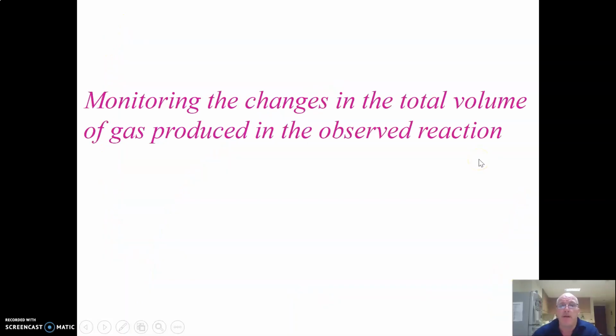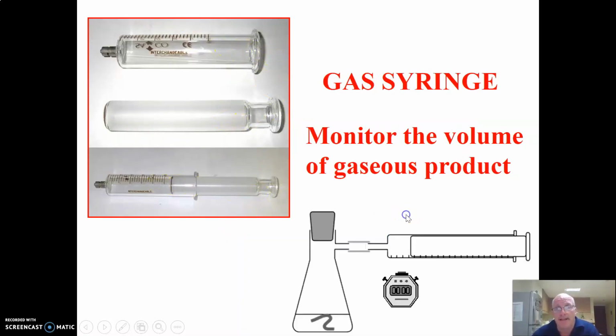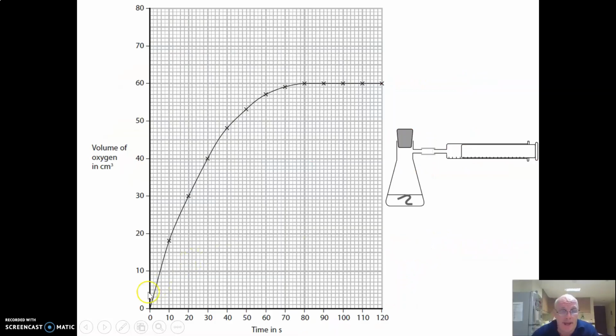Another one is measuring volume of gas produced. Now this is a gas syringe that hopefully you've seen before. It's very tight fitting, no gas can escape. The plunger fits in tightly like that. And here we are, gas being produced, and you can measure the volume of gas against time. And again, you'll produce a rate curve of some kind.